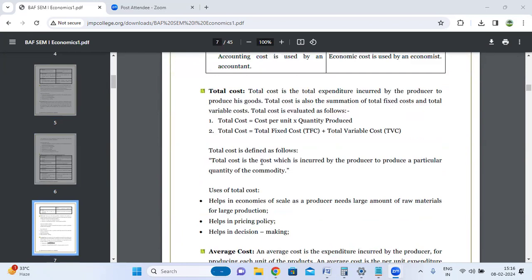Next one, total cost. The total cost is the total expenditure incurred by the producer for producing goods. The total cost is the summation of total fixed cost and total variable cost. So total cost equals total fixed cost plus total variable cost.